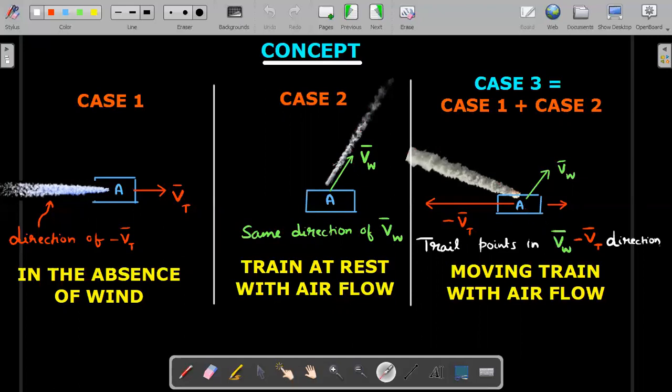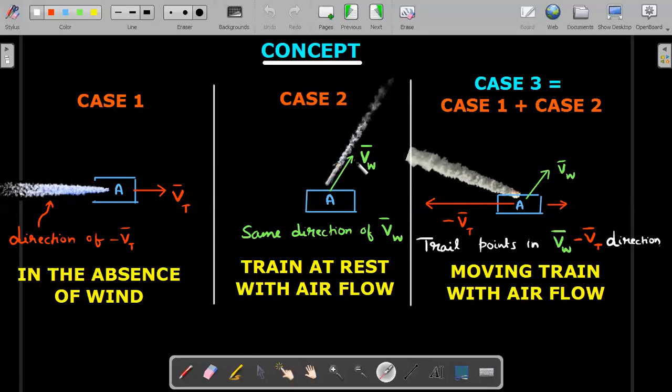Just imagine this train A is moving towards right. So this arrow actually is the direction of motion, and wind is in this direction, and I'm assuming minus VT bar is in the backward direction. So if only minus VT bar is there, this would have been the direction of the trail, whereas if only VW is there, this is the direction of the trail, as you could see in these two vector diagrams.